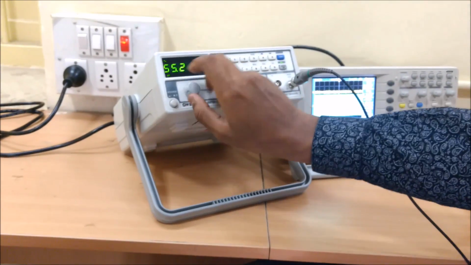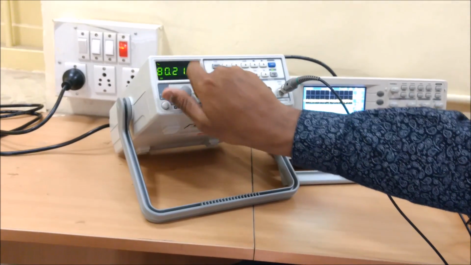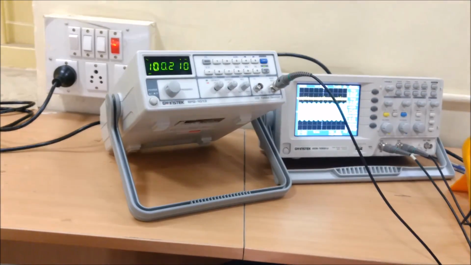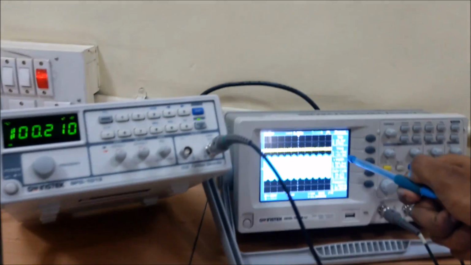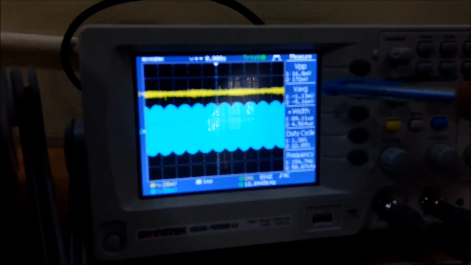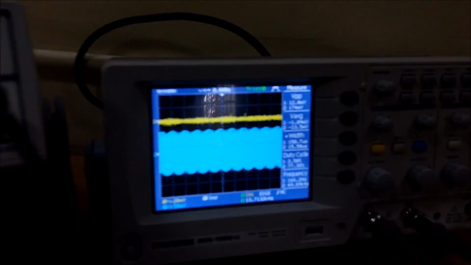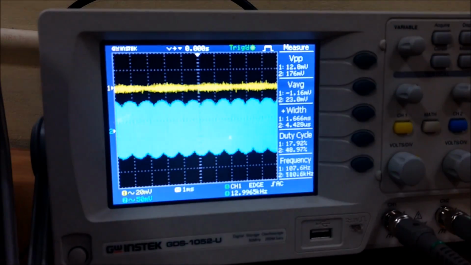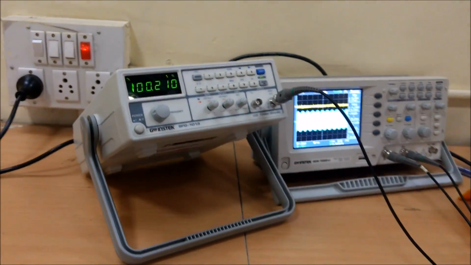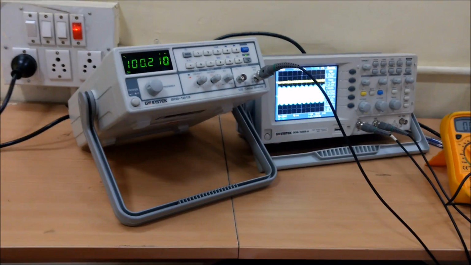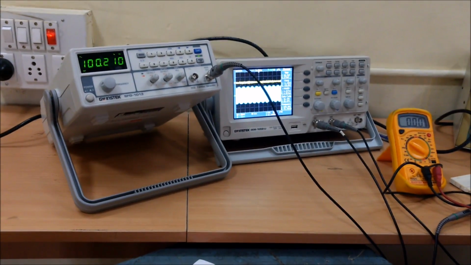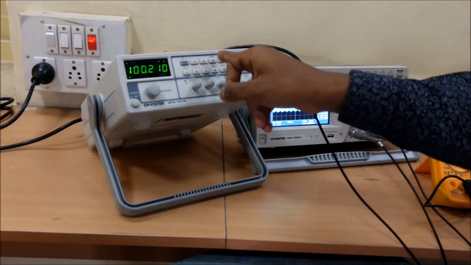Oh yeah, at 100 kilohertz we can see that the output is reducing. That's 174 millivolts at 100 kilohertz, at 50 millivolts per division. So let's increase this to mega.